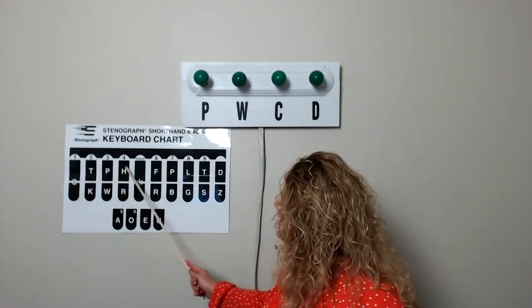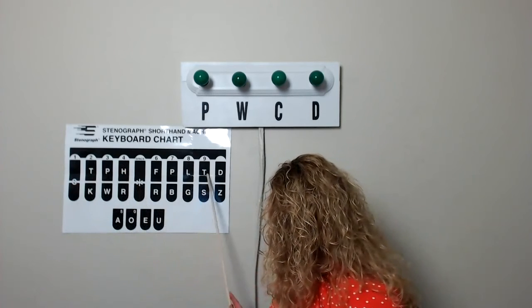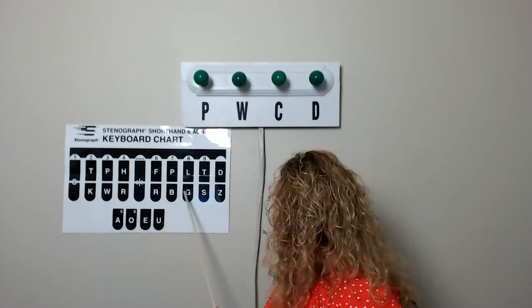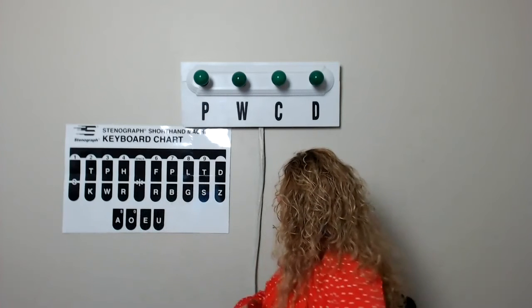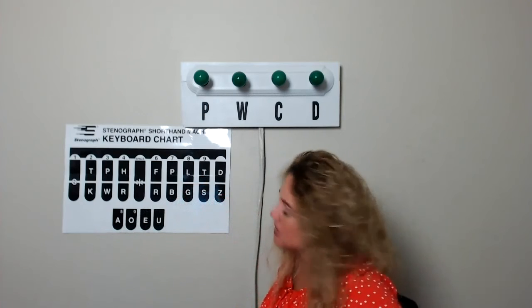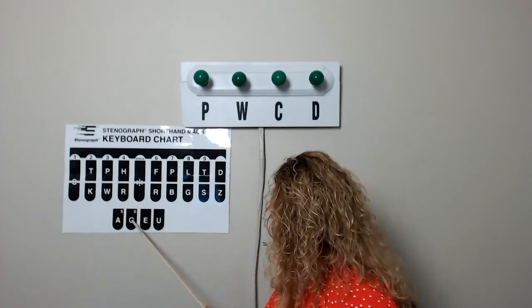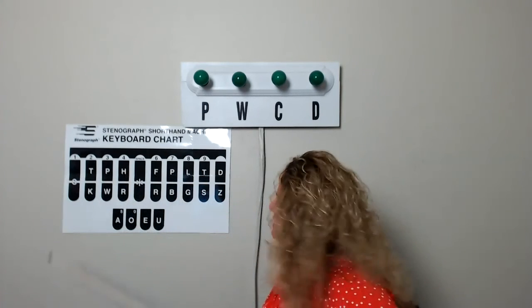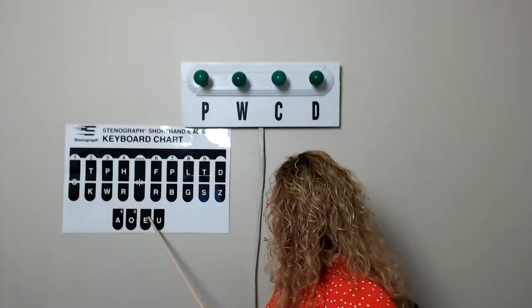Slight, S-L, long I-G-T. If you look at the word, it's spelled G-H-T, so we're going to use our final G-T. Hopefully that's getting a little bit easier for you. Okay, slop, S-L-O-P. Slit, S-L, short I-T.